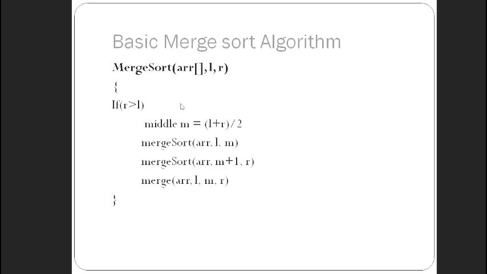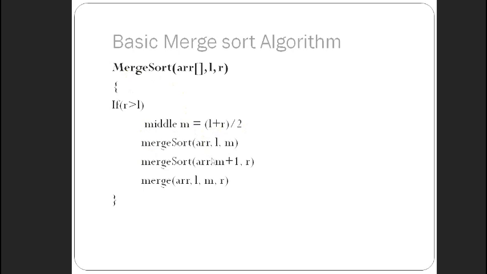You can interpret this division as floor or something else, depending upon the language that you are going to use. So after finding M, we apply merge sort, and this algorithm is called recursively. If we call this algorithm recursively, again it will find the value of M.